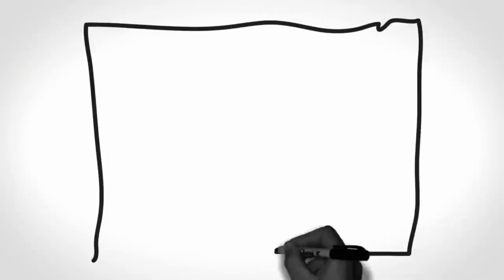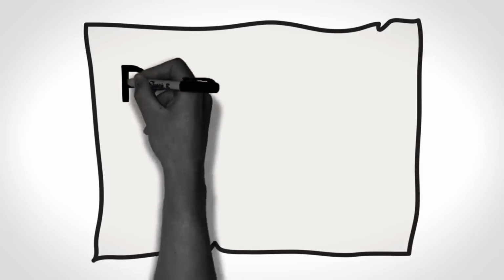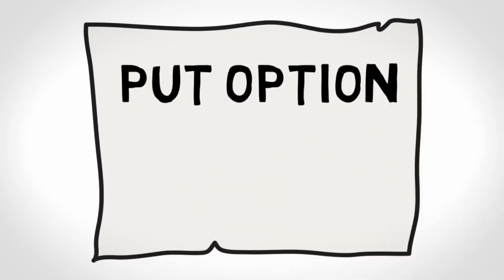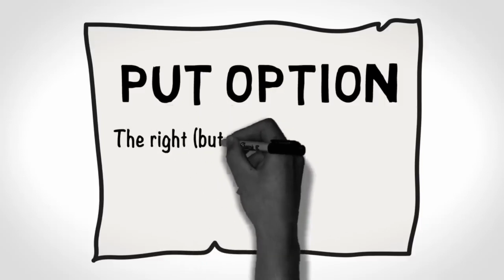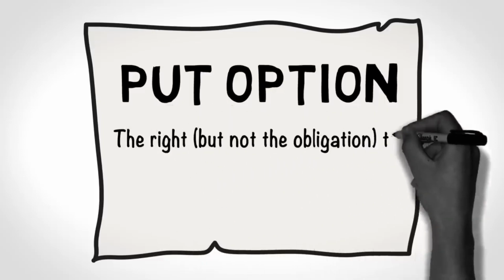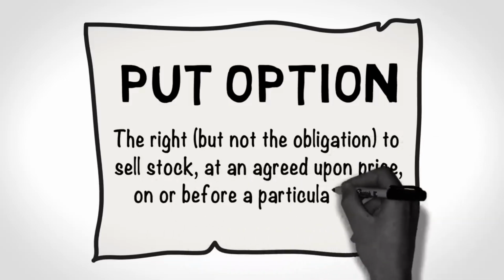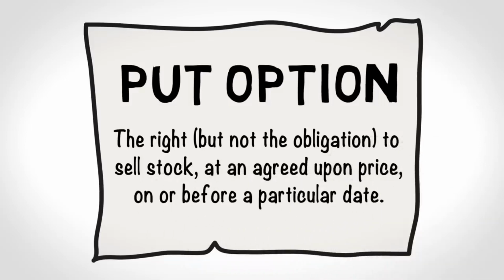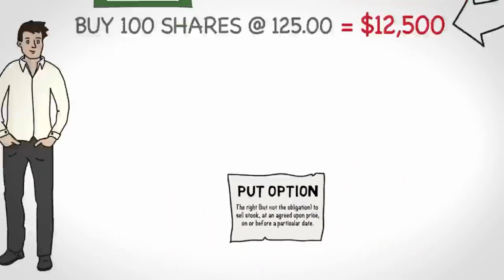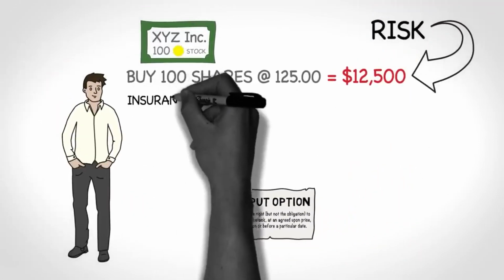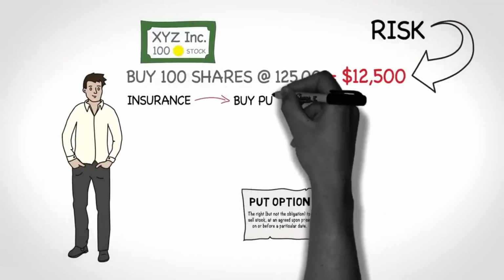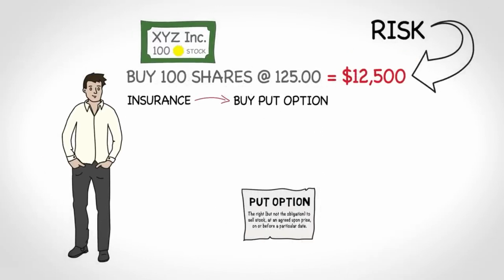Now, just like we purchased insurance on the Ferrari, we can also purchase insurance on this investment. We would do this by purchasing an option contract. Specifically in this example, we would purchase what is called a put option. By definition, buying a put option gives us the right, but not the obligation, to sell stock at an agreed upon price on or before a particular date. Now, let's recap. You own stock and you want to buy insurance on that stock investment. So you buy a put option. Simple enough, right?